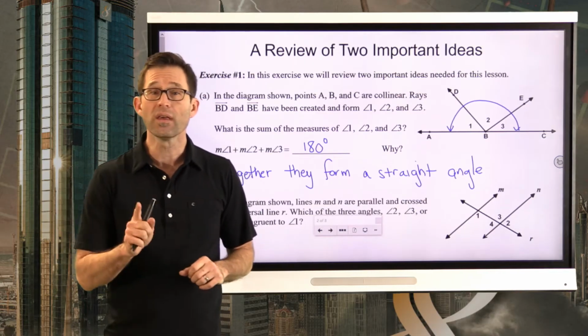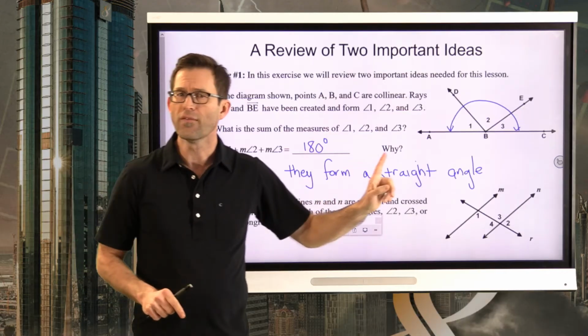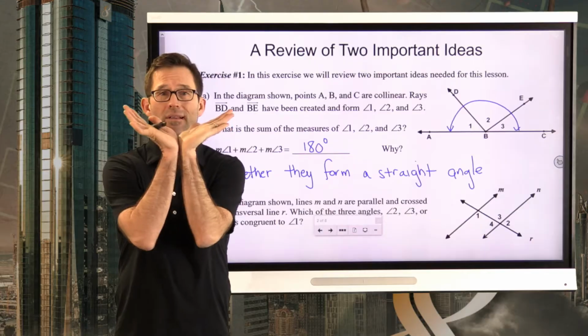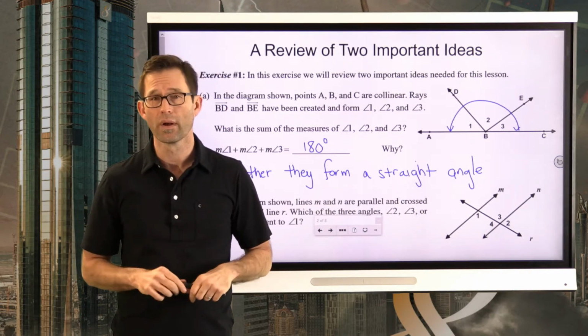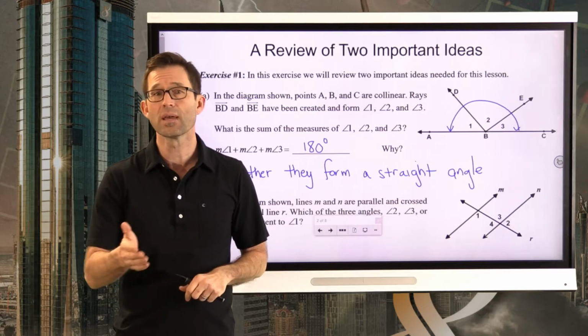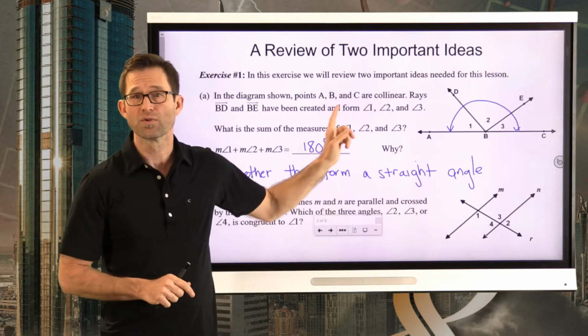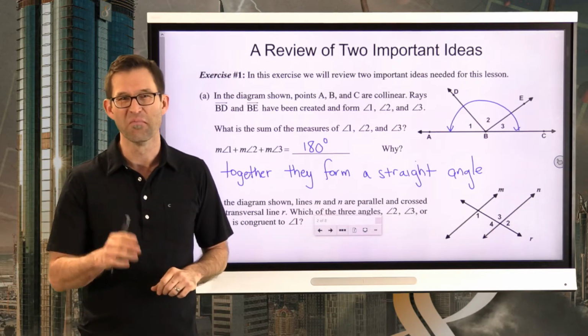Now, side note, one of the keys in that is the fact that A, B, C are collinear. If A, B, and C didn't lie on a straight line, if they were tilted a little bit, then we wouldn't know that angle ABC was a 180 degree angle. But since ABC all lie on the same line, they've got to be a straight angle, which means angle 1 plus angle 2 plus angle 3 must be 180.